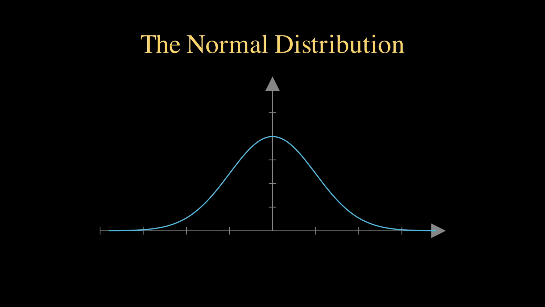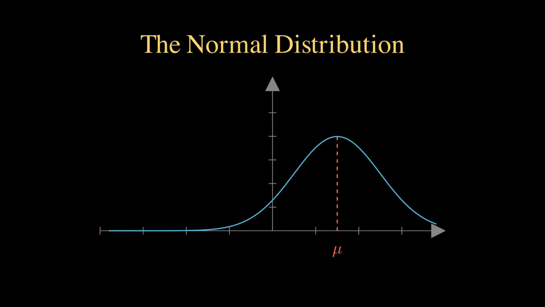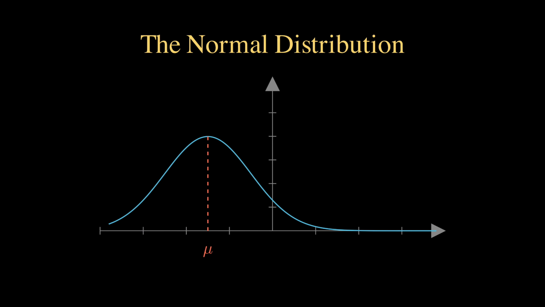Let's start with the normal distribution itself. It's this classic bell-shaped curve, and it's completely determined by just two numbers. The mean mu tells you where the center sits. Shift mu to the right and the whole curve slides right. Shift it left and it follows.